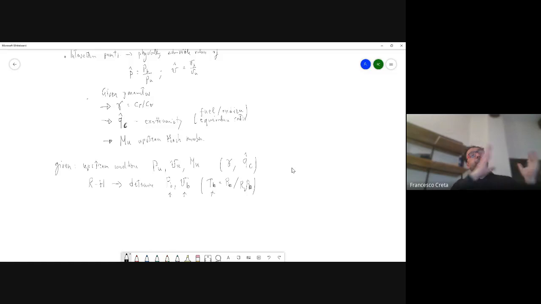Given any upstream condition, I can give you, if they exist, the downstream conditions. But you also have to specify, unfortunately, for the general case, the upstream speed of the flow, or the Mach number.